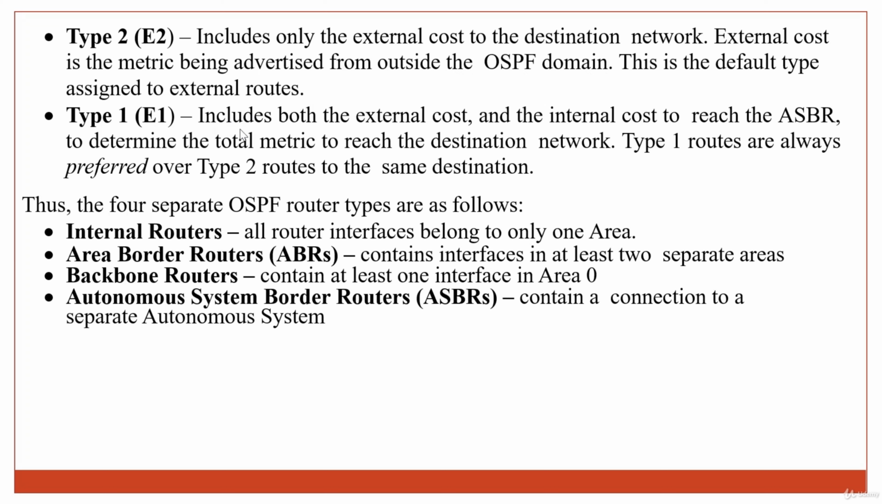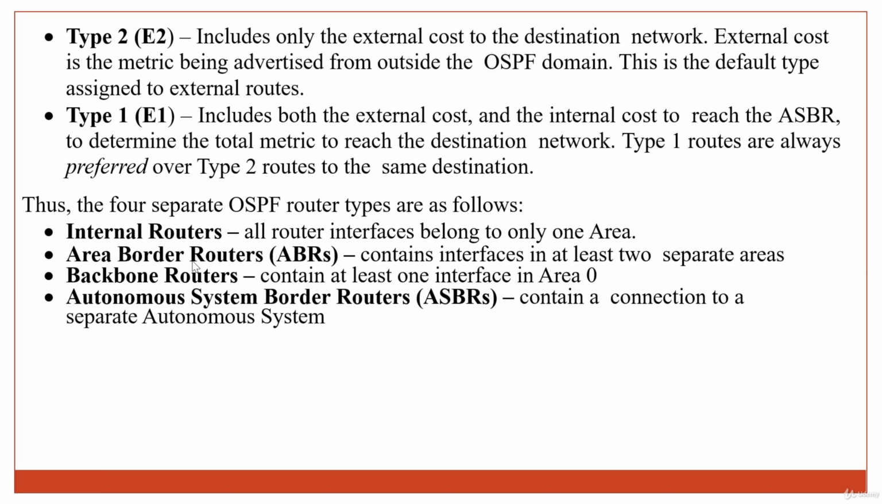Then you have E1 that will also have the metric value, that is the cost, but this will be additive, means it will add the cost per hop per router. So include both the external cost and the internal cost. So that's why you have the external cost plus the internal cost to reach the ASBR to determine the total metric. But E2 having only the external cost, that will be constant.